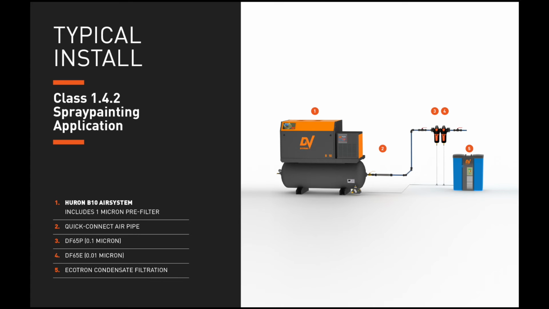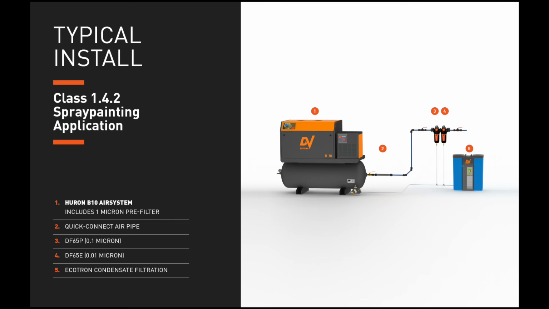So here we have a typical spray painting application. We're using our B10 air system. So this includes a 1 micron pre-filter going into the dryer. The air then goes into the tank and then out to the system.